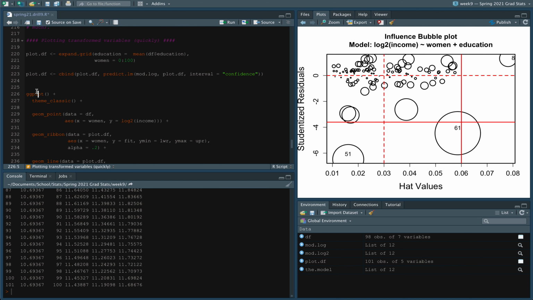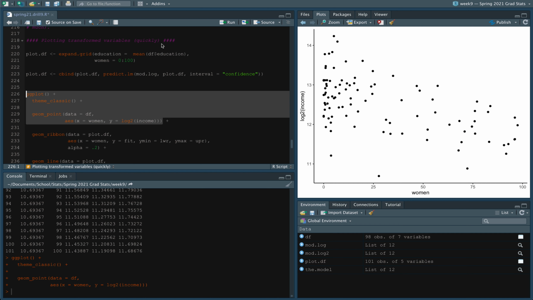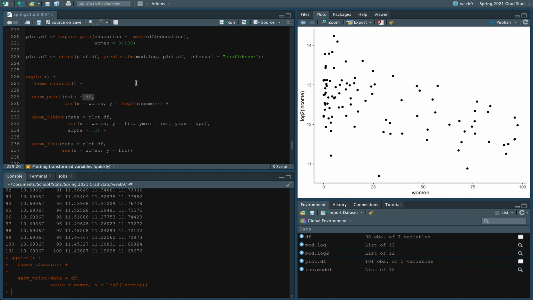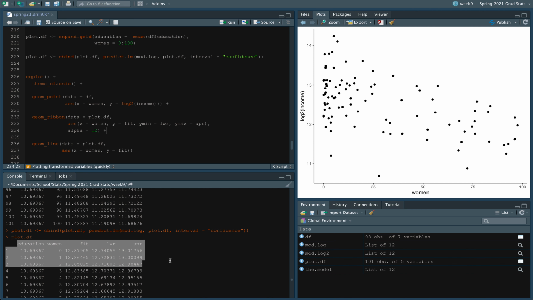And now with that plot data frame, we can put it all together. If I just run these first 3 chunks and just our geom points, here we have our percentage of women on the x-axis and our log2 income on the y-axis. Note that that's from just pulling the raw data from the data frame. And then for the geom ribbon and the geom line, instead we pull our information from this plot df.